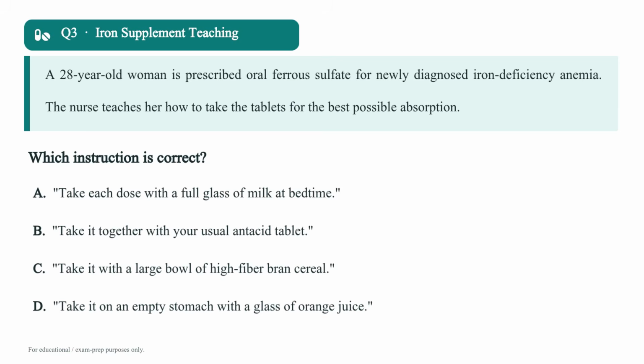Question 3. Iron supplements teaching. A 28-year-old woman is prescribed oral ferrous sulfate for newly diagnosed iron deficiency anemia. The nurse teaches her how to take the tablets for the best possible absorption. Which instruction is correct? A. Take each dose with a full glass of milk at bedtime. B. Take it together with your usual antacid tablets. C. Take it with a large bowl of high-fiber bran cereal. D. Take it on an empty stomach with a glass of orange juice. Pause and choose.